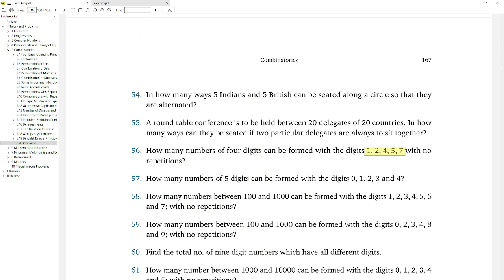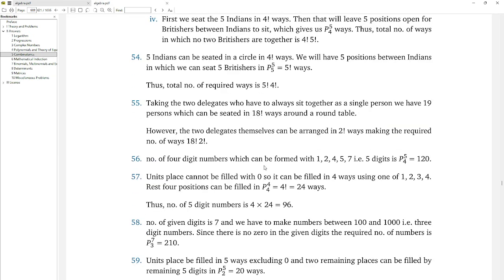How many numbers of 5 digits can be formed with the digits 0, 1, 2, 3, and 4? So units place cannot be filled with 0. It can be filled in 4 ways using 1, 2, 3, 4. Rest 4 positions can be filled in 4 factorial, that is 24 ways. So total number of 5-digit numbers is 96.